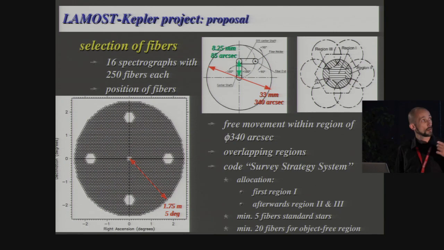So when you are pointing the fibers to the stars, you first allocate regions that can only be reached by 1 fiber, and in the next phase, those with 2 fibers and 3 fibers. And for each spectrograph, you should make sure that there are at least 5 fibers that are filled with standard stars, and at least 20 fibers with no object at all to be able to have a sky spectrum.